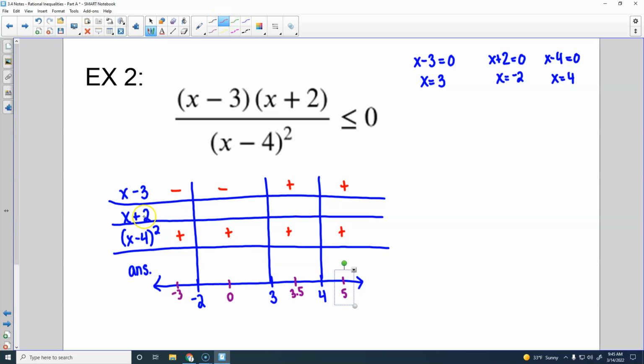And then x plus 2, I'm going to do that same thing. So if I've got negative 3 plus 2, that would give me a negative. If I got 0 plus 2, that'd give me a positive. And then anything bigger than that is also going to give me a positive. So like 3.5 plus 2 would give me positive and positive. Again, you can see the signs switch right there. The critical point that goes with x plus 2 would be negative 2. And our sign switches right there.